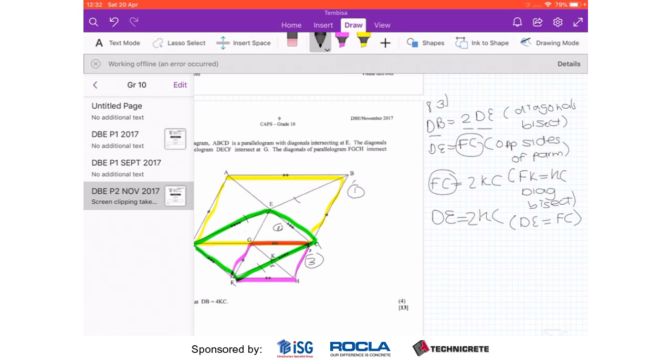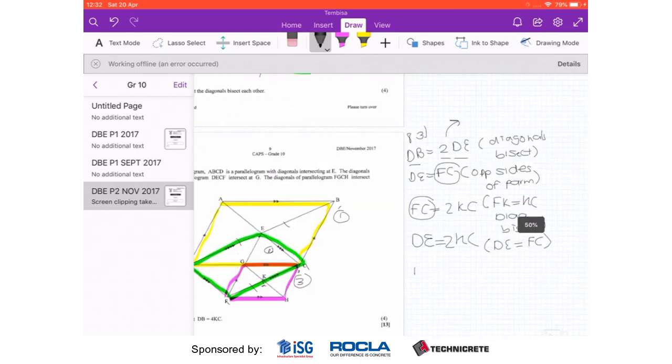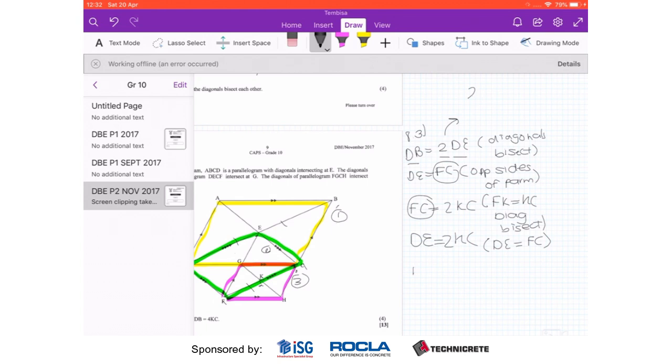DE is equal to DB. So therefore DE is essentially equal to, I want to manipulate this so that I've got it of DB. So we said 2DE is equal to DB. Divide by 2 on both sides. DE is equal to half of DB.